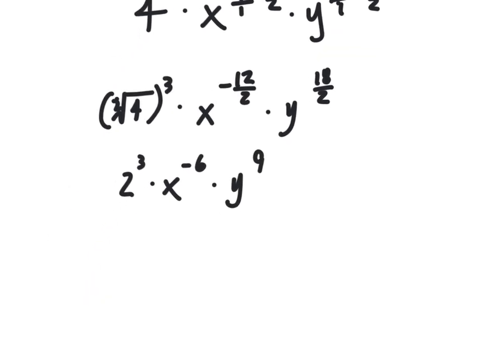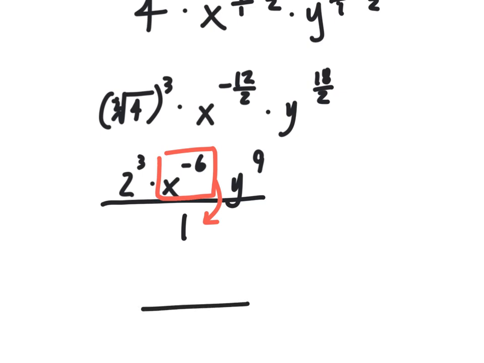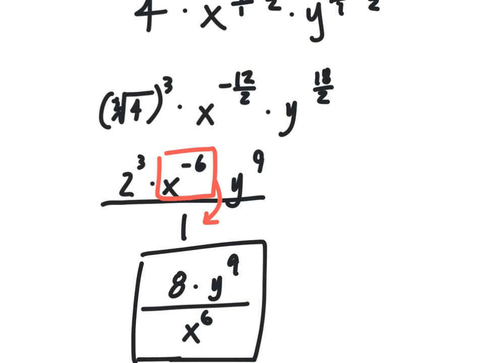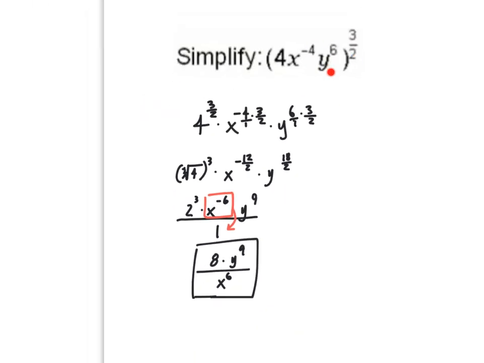Now I can evaluate all of these. Let me first put this whole thing over 1, and I'm doing that because of this x to the negative 6 power. I need to move that down into my denominator. So I'm going to put that x to the 6 down there and make it positive. If I evaluate 2 to the third, 2 times 2 times 2 gives me 8, and then I'm going to multiply that by y to the 9th. And that's my answer, that's my simplified version of what this is.